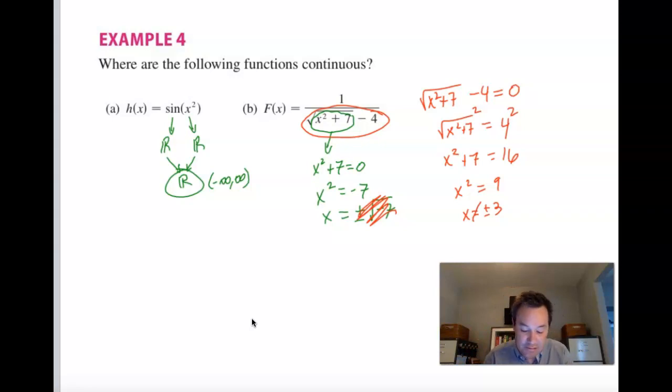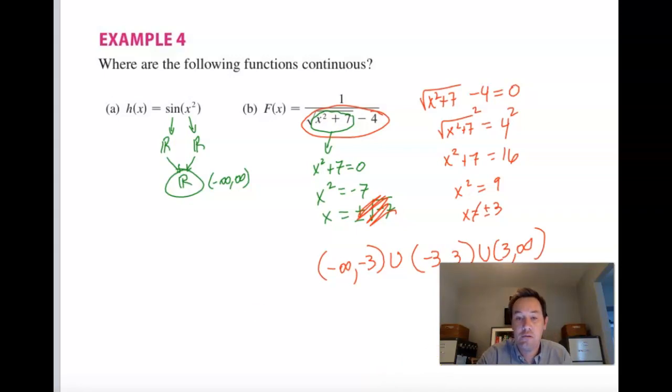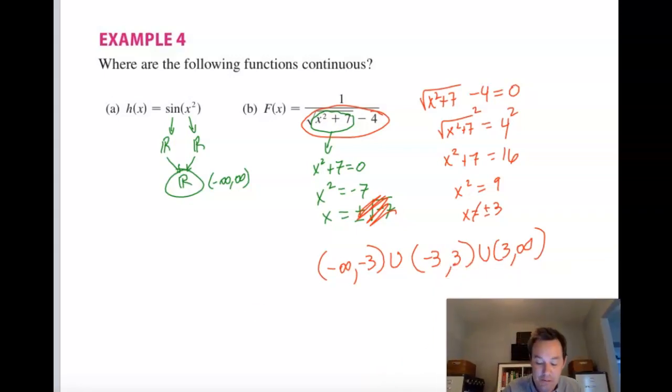So I'm going to say that it's continuous on the interval from negative infinity to negative 3, excluding negative 3, union negative 3 to 3, still excluding both of those endpoints, union 3 to infinity. Right, there we go.